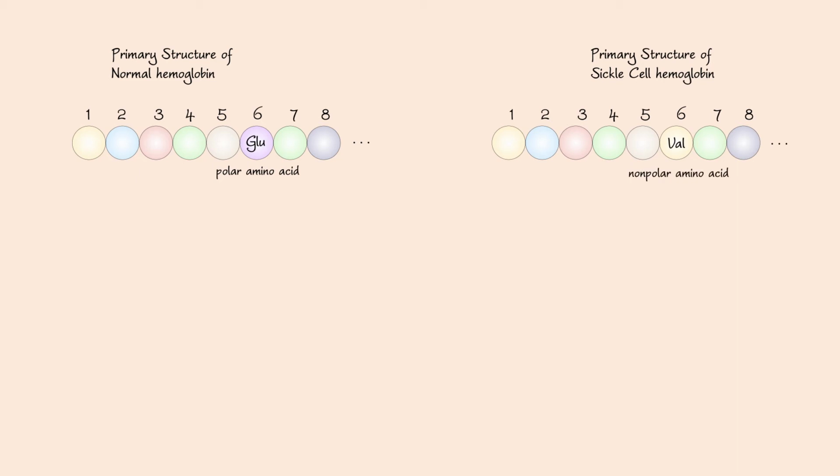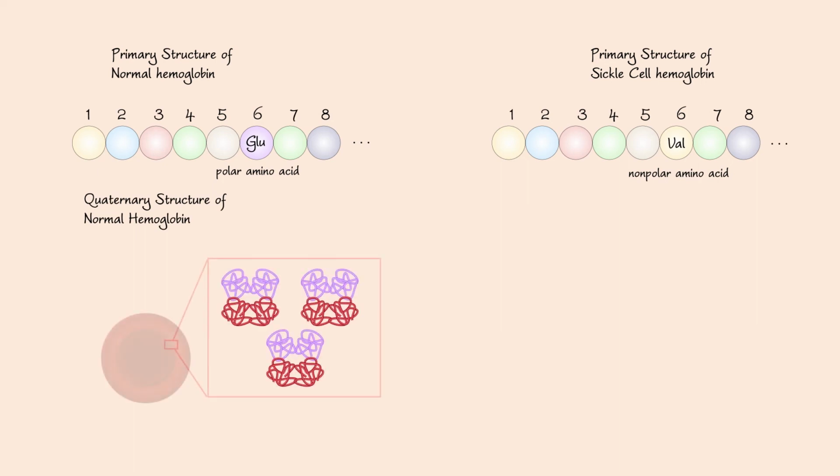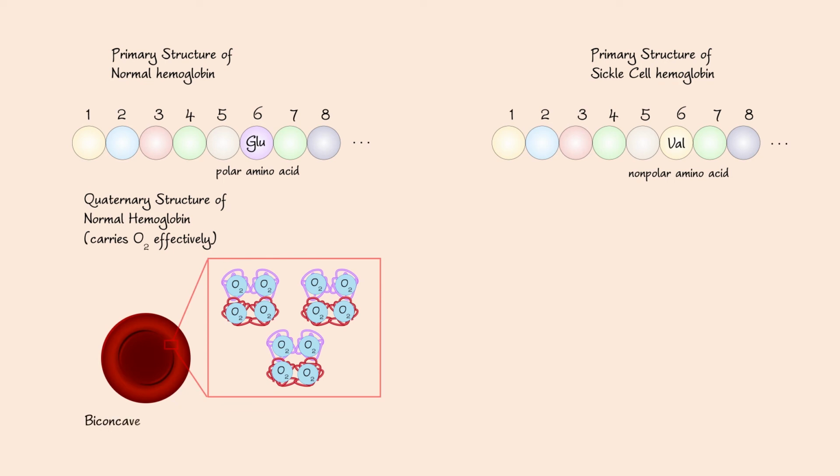Let's first examine the normal hemoglobin in further detail. Because glutamate is polar, the final structure of hemoglobin is a distinct unit that can interact with surrounding water molecules. Distinct hemoglobin molecules can carry oxygen effectively. Red blood cells carrying normal hemoglobin have a biconcave disc shape.